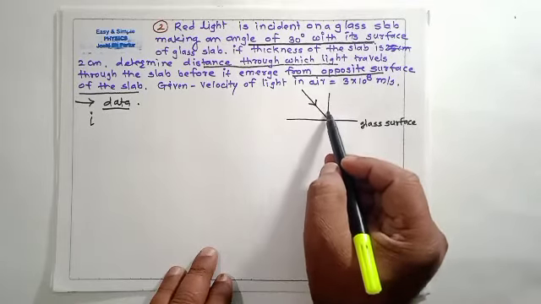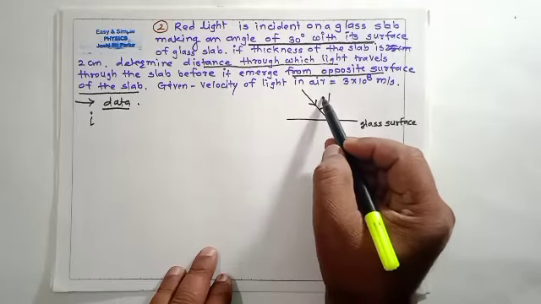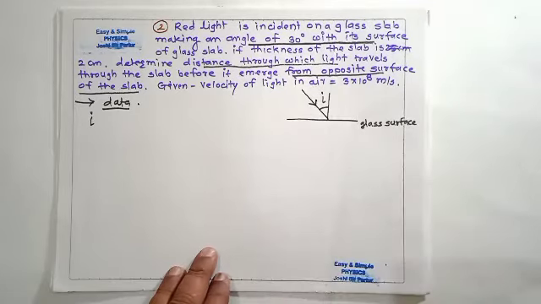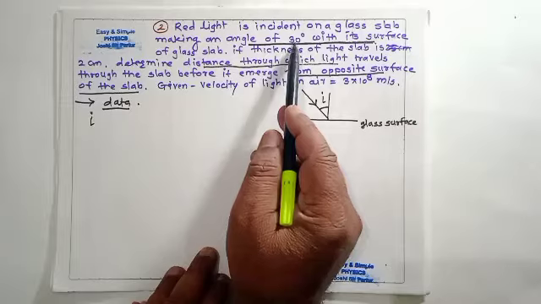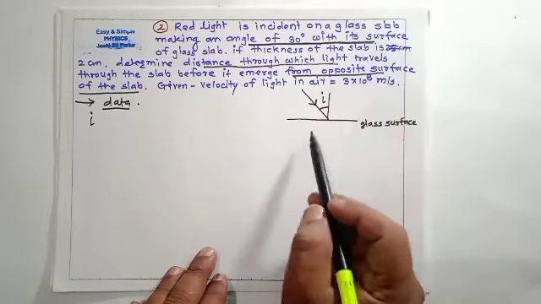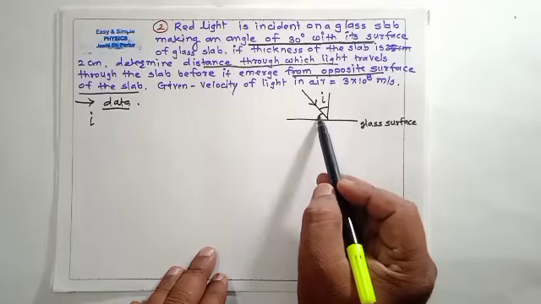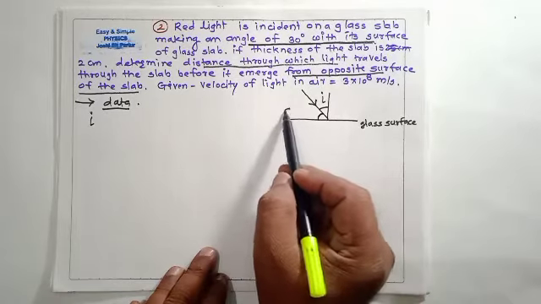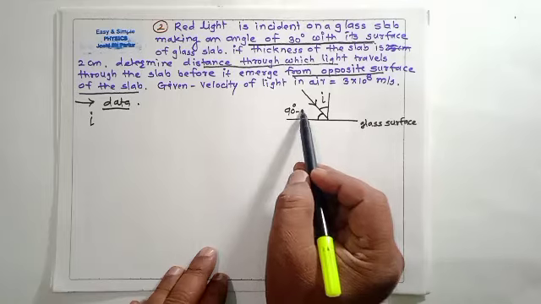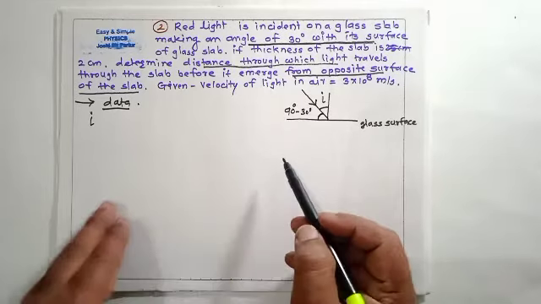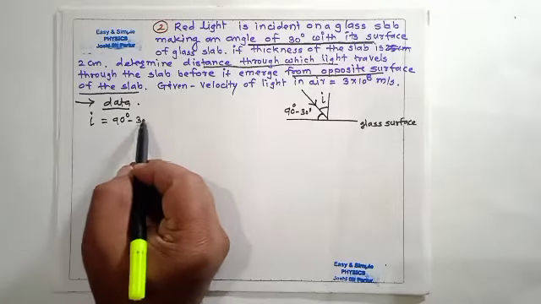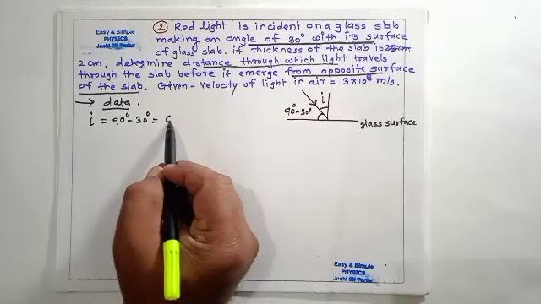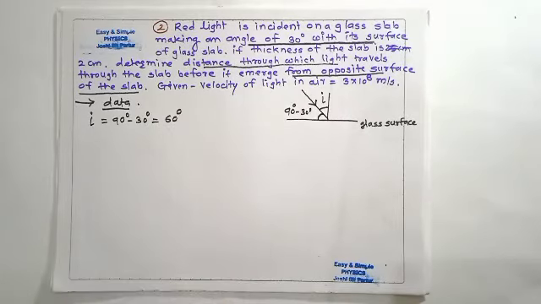Here the normal is there. We can find the angle i with the normal. But the given ray is making an angle of 30 degree with the surface. With the surface means this value is given, and the angle with the normal will be 90 degree minus 30 degree. So the angle of incidence i is equal to 90 degree minus 30 degree. This can be remembered very well, so the angle of incidence will be 60 degree.